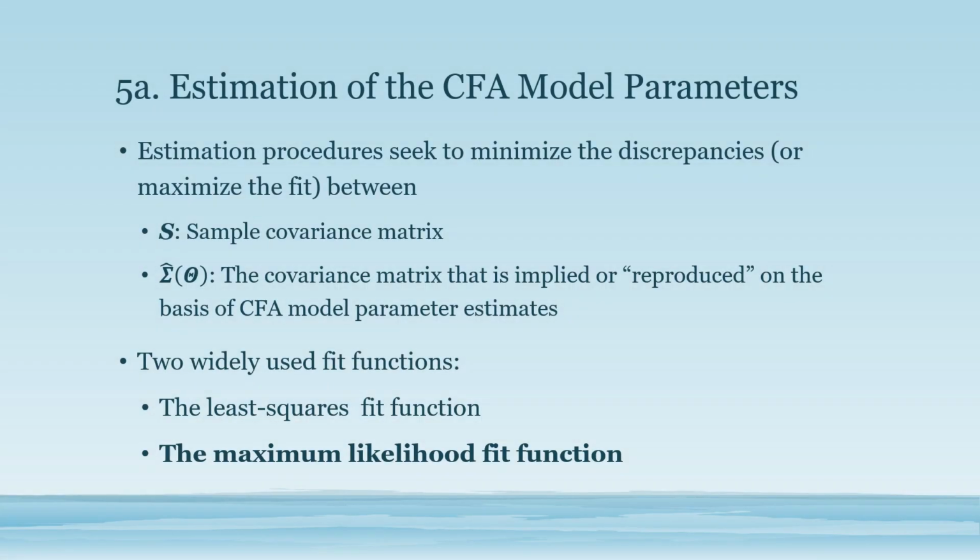At the fifth step, we will estimate the CFA model parameters. The estimation procedures seek to minimize the discrepancies between the sample covariance matrix and the covariance matrix that is implied based on our theory. Essentially, we want to minimize the discrepancies between the S matrix and the sigma X matrix.